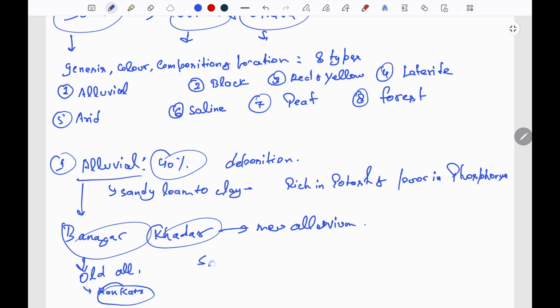Remember one thing, the sand content in the alluvium soil decreases from west to east, and the color of this alluvium soil varies from light gray to ash gray. It is cultivable land and it is mostly used for farming and cultivation.